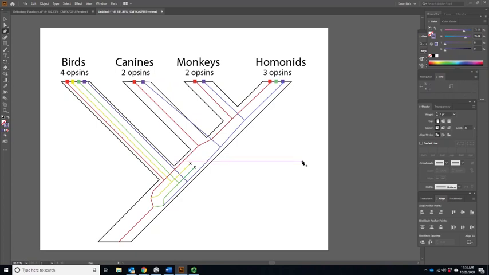Now, we've explained everything. I made this one go a little bit outside. That's going to bother me. Let's fix that. There we go. That's a little bit better. We've explained everything except for why do hominids have 3 opsins.